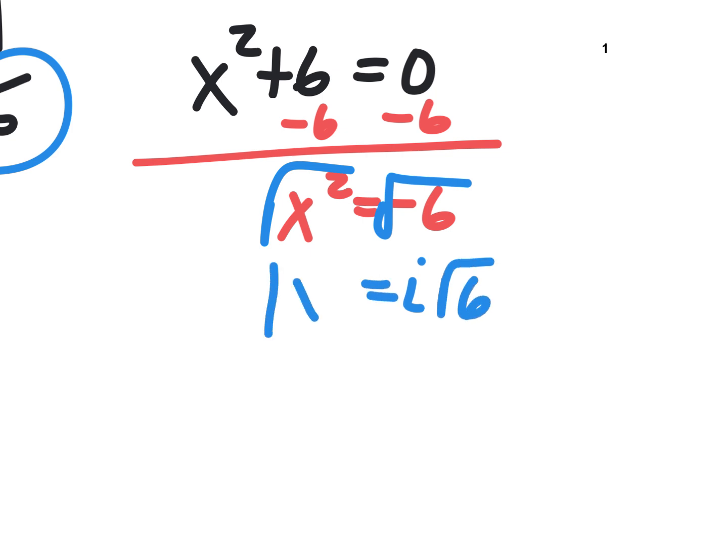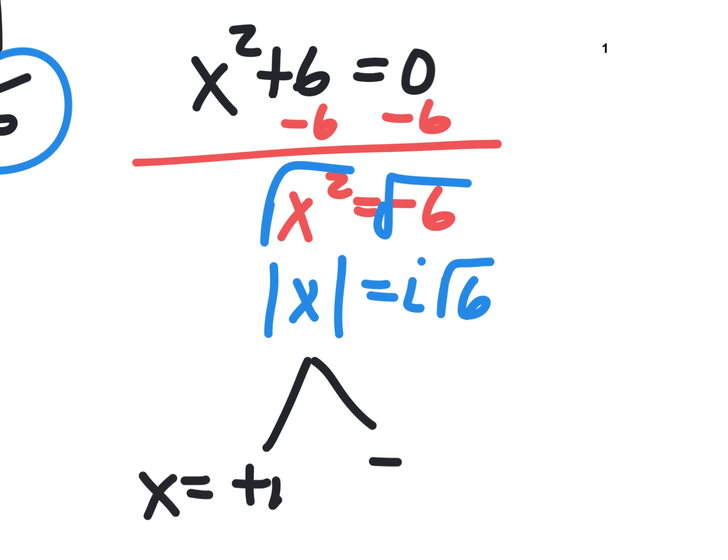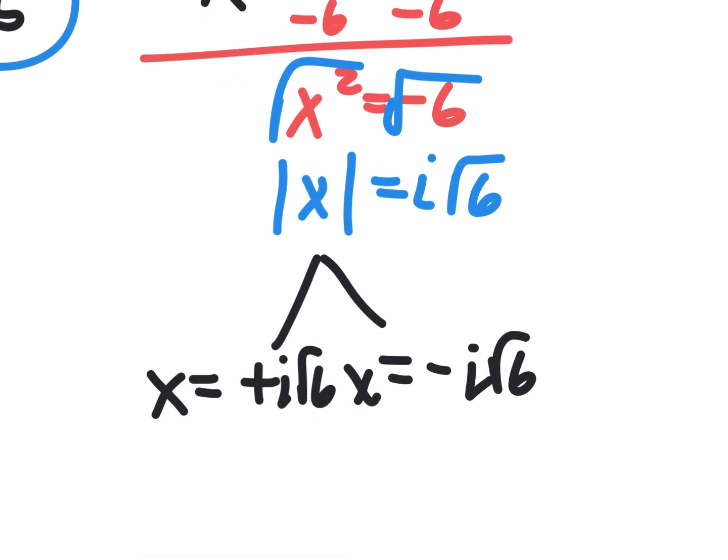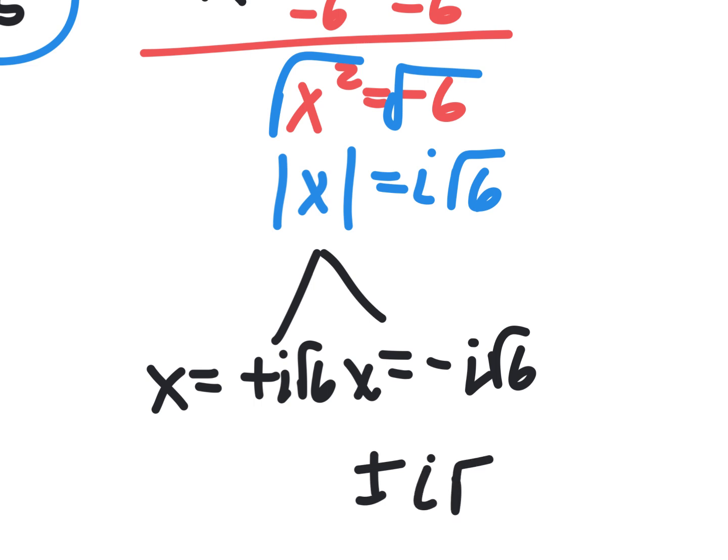And did you remember absolute values? At least a third of the class got this wrong on the test because you forgot that it has 2 answers because of the absolute value. It's going to give you a plus and a minus answer. x is positive i root 6, and x is negative i root 6. Yes, you can write plus and minus i root 6.